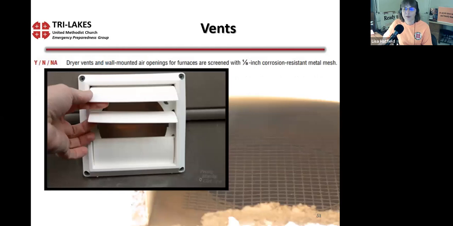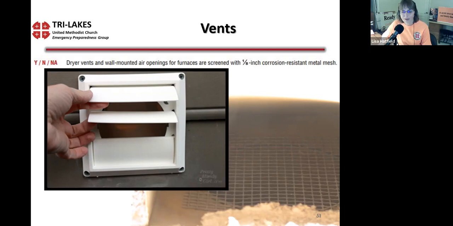Here's a dryer vent. Any dryer vent or wall-mounted air opening for furnaces should be screened with 1/8 inch corrosion-resistant metal mesh. So there's some controversy about this one. One viewpoint is that you should screen the vents to prevent the embers from getting in, and that comes from the researchers. But if you do put a screen over this, it could trap the dryer lint that tends to want to come out, which would increase the threat of a fire in the dryer. And that's what worries the fire marshals.